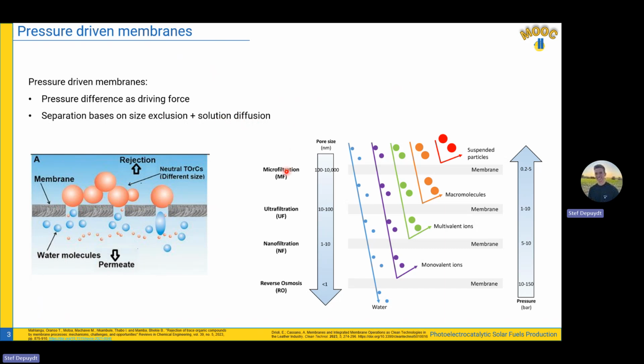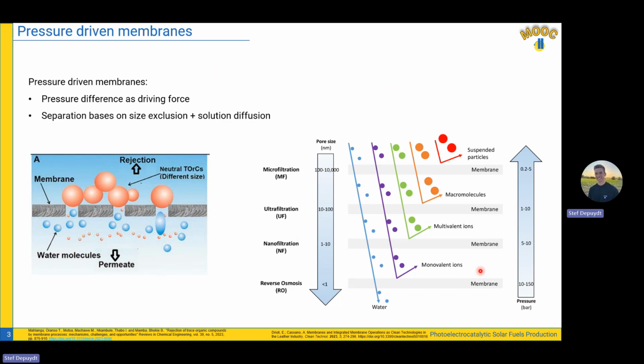There are different types of pressure-driven membranes. We have microfiltration membranes, ultrafiltration, nanofiltration, and reverse osmosis. The difference between them is that the pore size of those membranes decreases, such that in each step we have a different type of compounds that we can reject, so a different type of separation. Of course, the smaller the pore size, the higher the pressure that is needed for the separation.